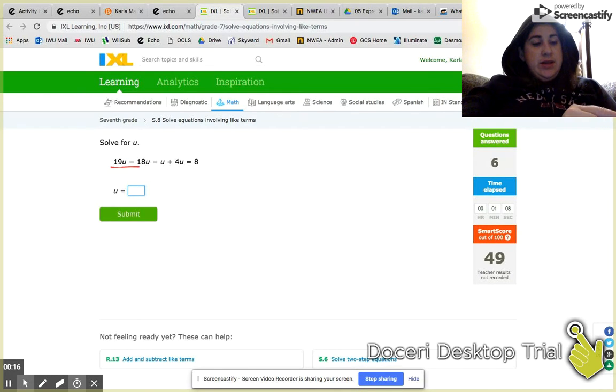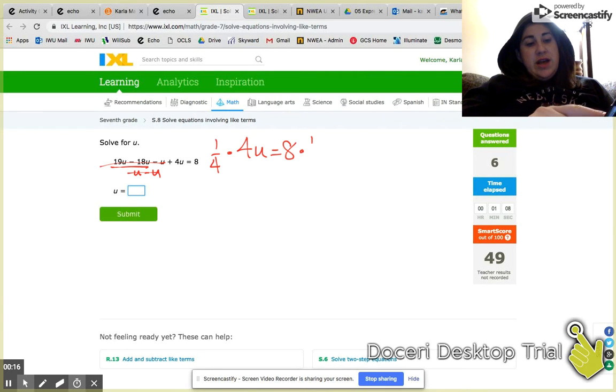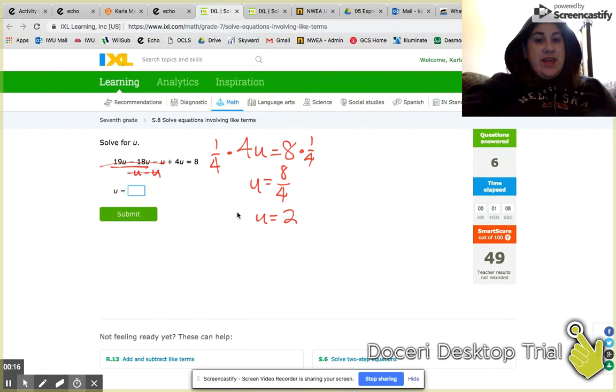19u minus 18u, well, that gives me u. Then I have to subtract u, and that gives me 0u. So far these are all canceled out, and I have 4u left. So the problem that I have left is 4u is equal to 8. I'm going to use my multiplicative inverse of 1/4 on each side, which gives me u is equal to 8 divided by 4, which would give me u is equal to 2. Let's see if that is accurate.